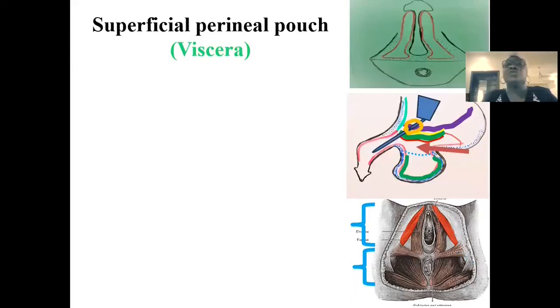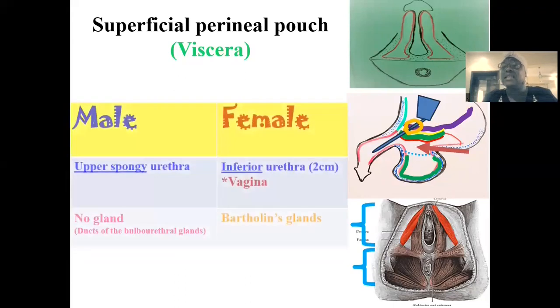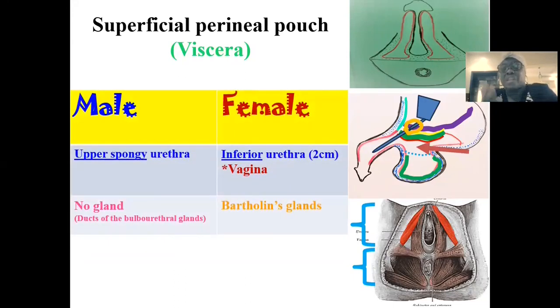So now let's go through the viscera. We've used our previous slide to describe the muscular content of the superficial perineal pouch. For this slide, we'll be looking at the viscera that are located within the superficial perineal pouch. We also have distinct differences based on the male and the female superficial perineal pouch.